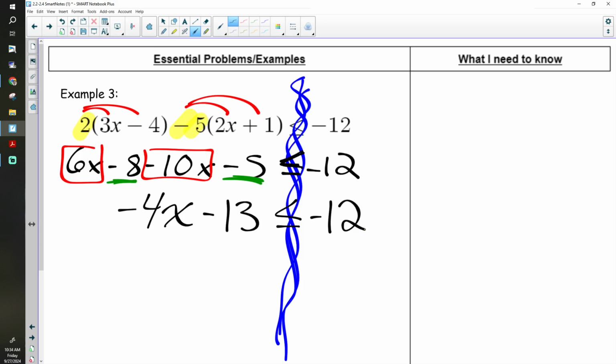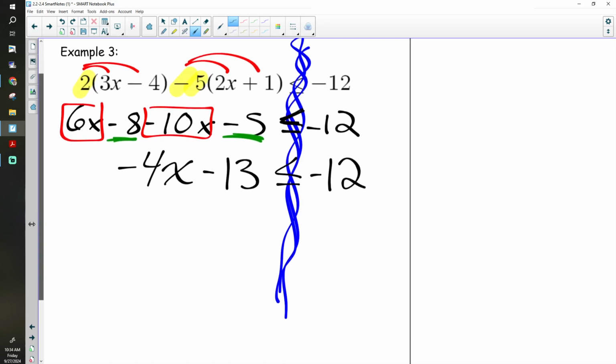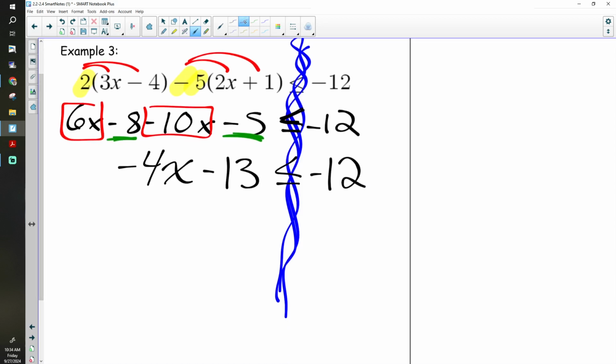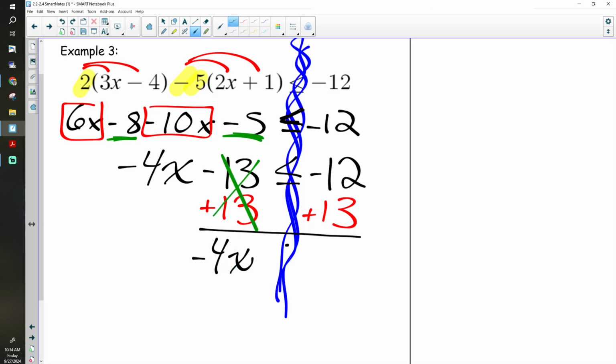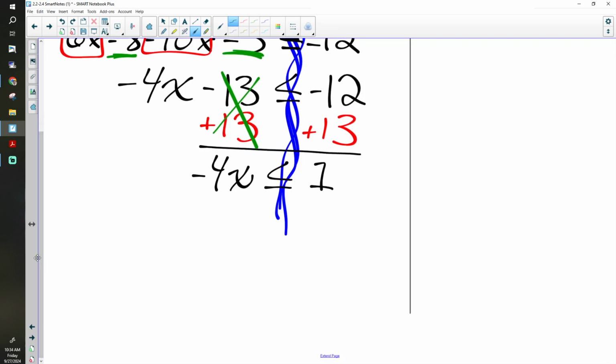What are we going to do next? Add 13. Why are we adding? Because that's the smallest number. Negative 13 plus 13 is 0. That's what we want. And then negative 7 plus 13 is 1. Negative 4x is less than or equal to 1. We don't write the 0. Nope, we don't need the 0.